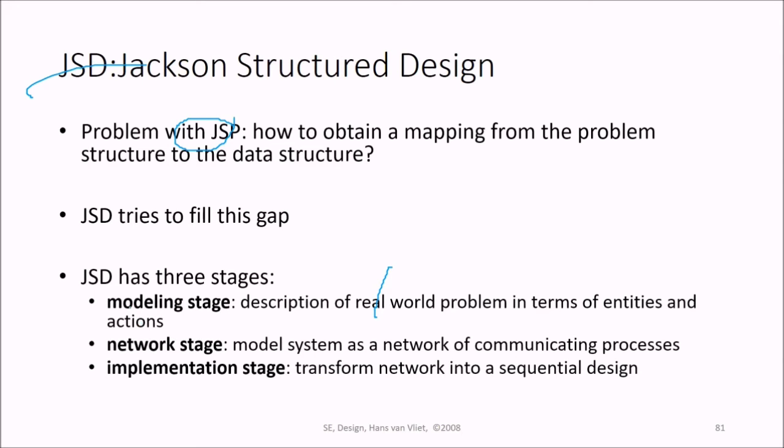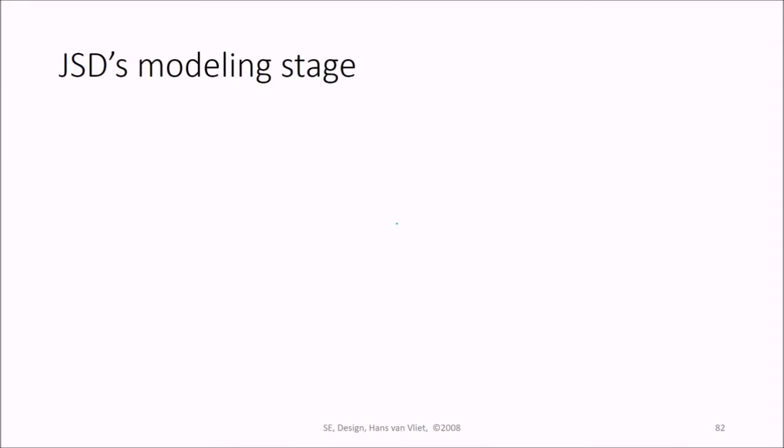First is the modeling stage, then the network stage, and then the implementation stage. So these are the three stages. The modeling stage is the description of the real world problem in terms of entities and actions. The network stage models the system as a network of communicating processes, and the implementation stage is transforming the network into a sequential design.